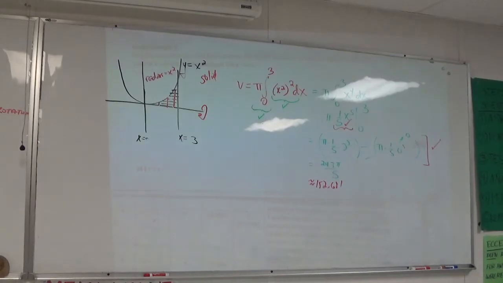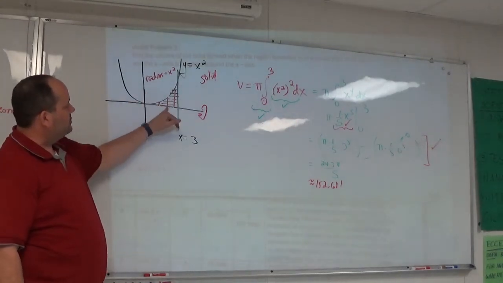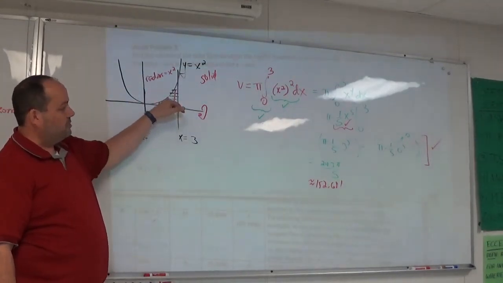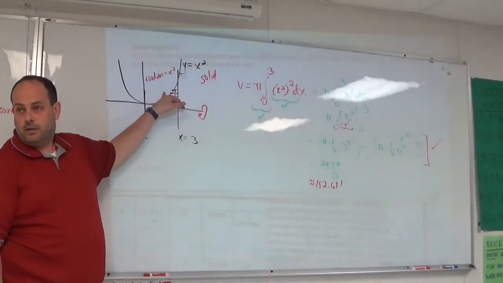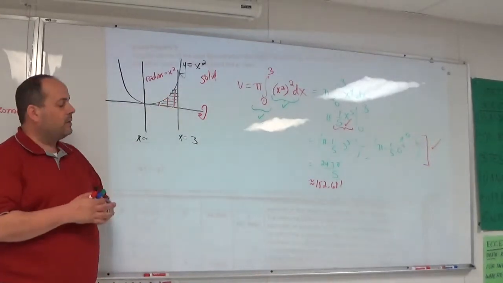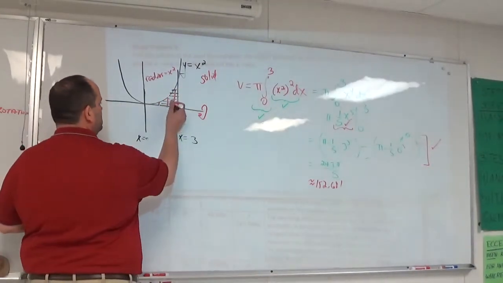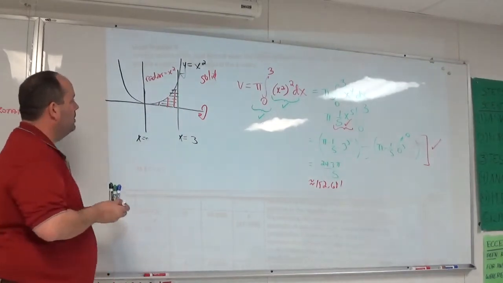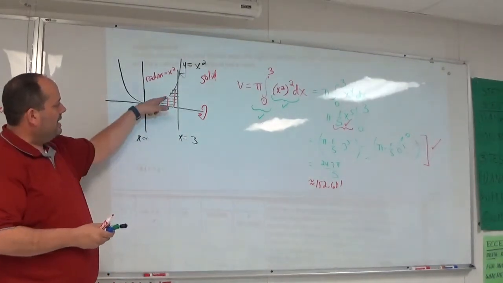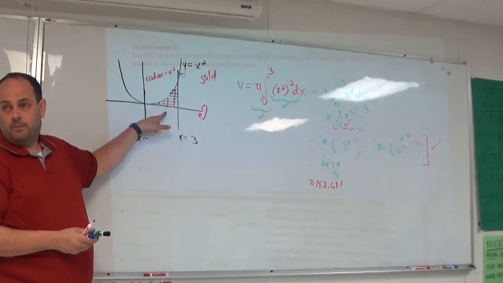Is the radius always going to be the function? No. The way that you determine the radius is you start on the axis of rotation and you go until you hit the end. Like when you draw your slice, it goes from here down. And so you figure out how long that is by doing top minus bottom.